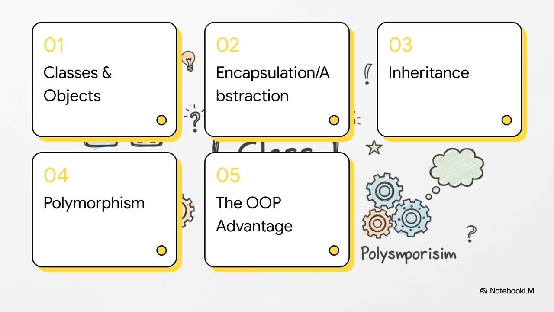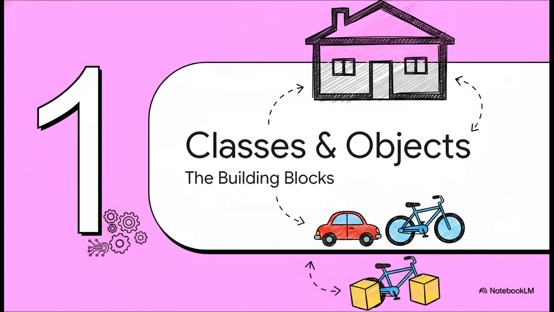All right, so how does this whole thing work? Here's our game plan. We're going to start with the absolute core building blocks, then we'll explore the four big ideas, the pillars, that give OOP its real power. And finally, we'll see how it all comes together to help us build way better software. Okay, let's dive right in with the two most fundamental concepts in the entire OOP universe: classes and objects.